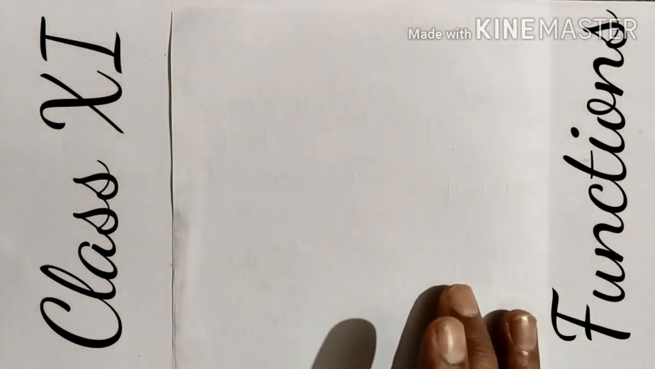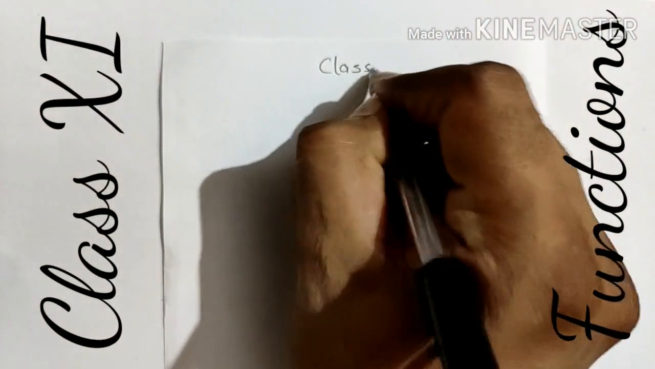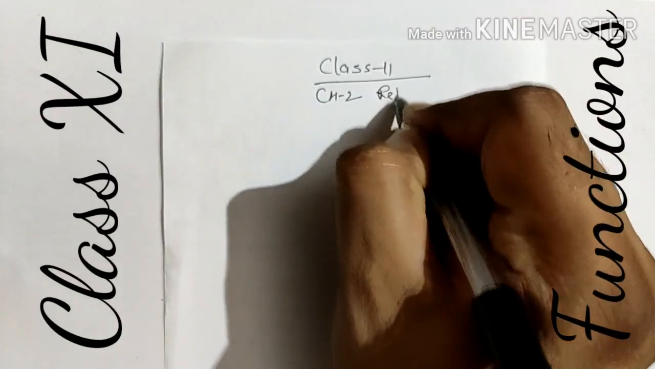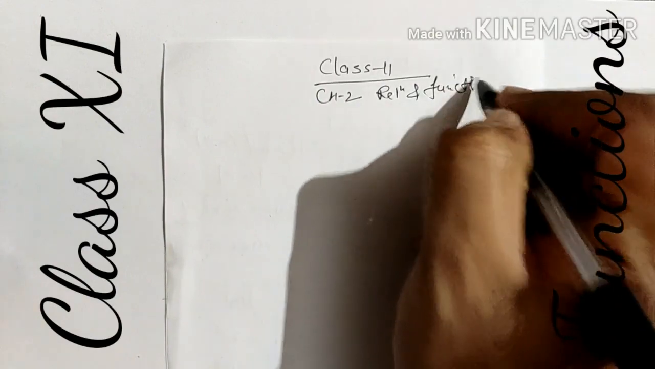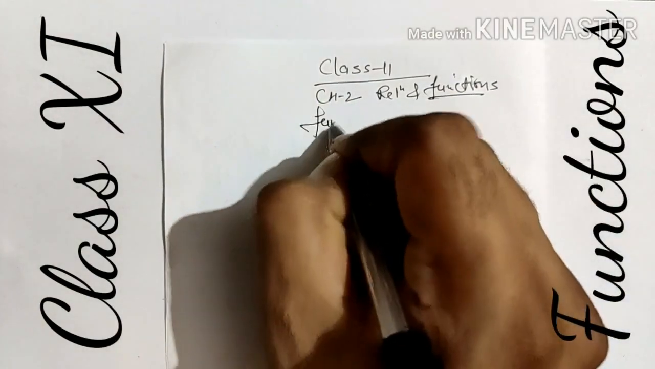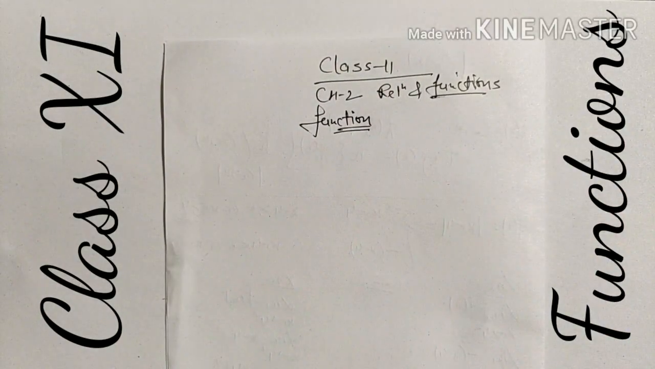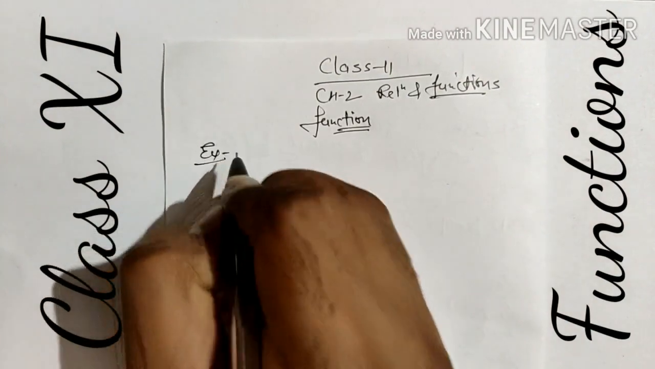Hello students, today we are going to do class 11th chapter 2, relations and functions, and the topic is function. In the previous lecture we have done the definition of function, types of function and writing methods of the function. Today we are going to do examples on it.